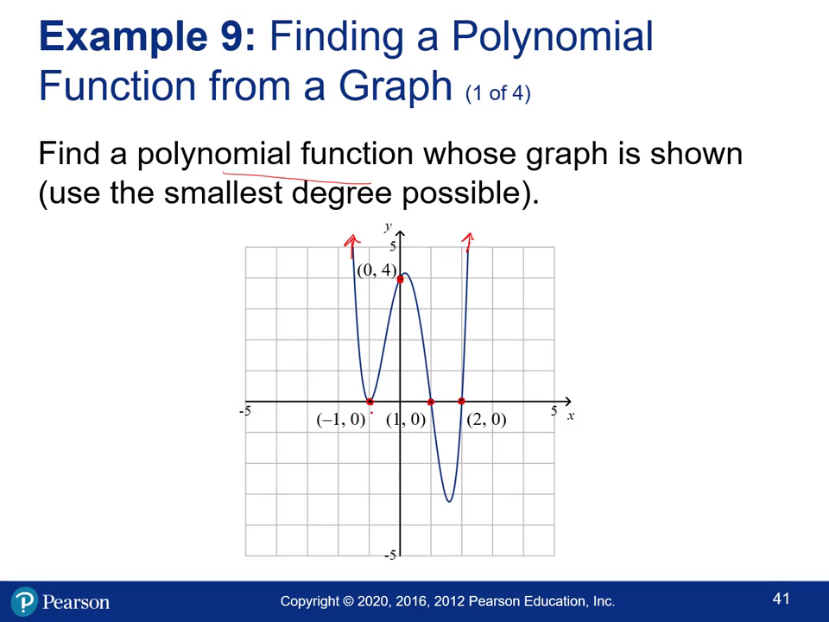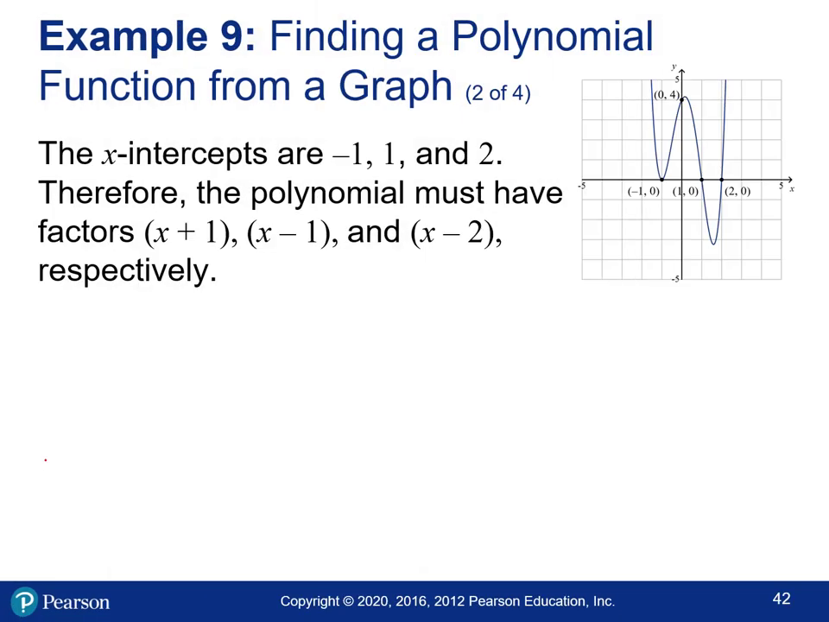And then let's count the turning points. 1, 2, 3 turning points. Okay, so we're going to use all of that to figure out a possible function for this graph. Okay, so let's put all of that together. So our x-intercepts are our real zeros, and remember those tell us our factors. So that means that x minus each of our real zeros is going to be a factor. So we have x minus -1, and then x minus +1, and x minus 2.